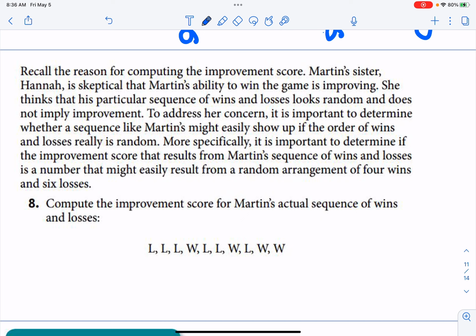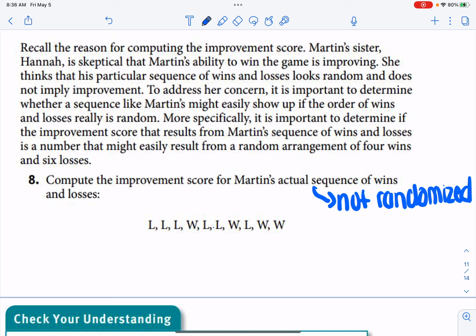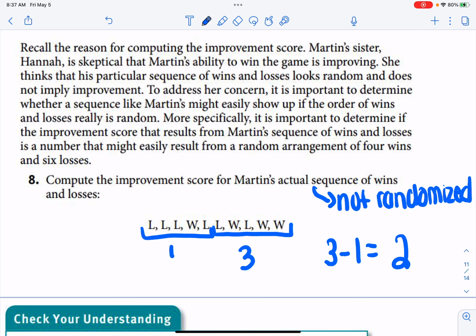So we want to compute the improvement score for Martin's actual sequence of wins and losses. So this is not randomized, because if it was randomized, the improvement score would be affected. So if we are looking at the last 5, how many wins would there be? It'd be 3. And then the first 5 would be 1. So you would do 3 minus 1, which is 2. Again, we're just subtracting. I always have to tell you how to find your improvement score, so you can never just say, oh, you just take the first 5 and the last 5. It doesn't work like that.